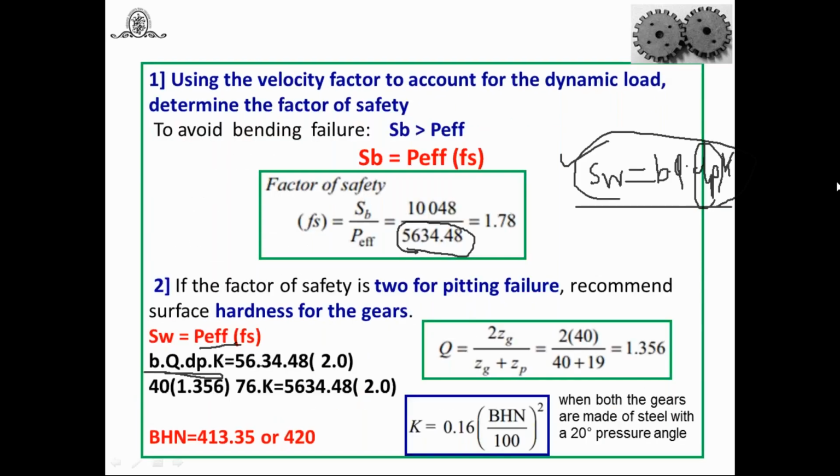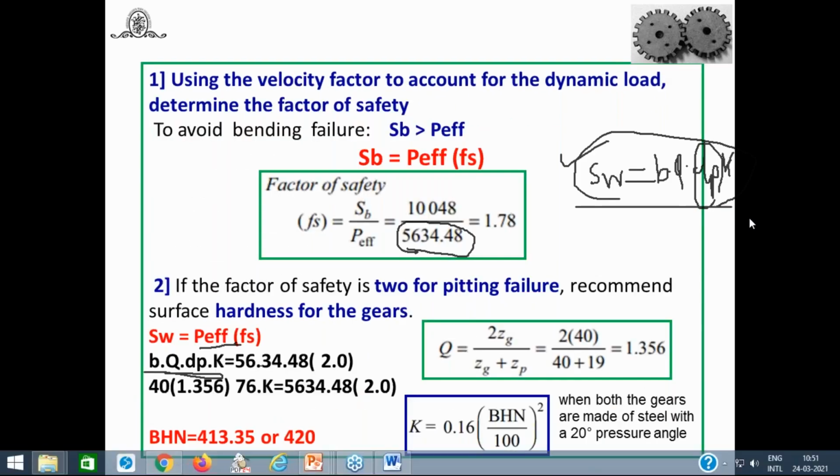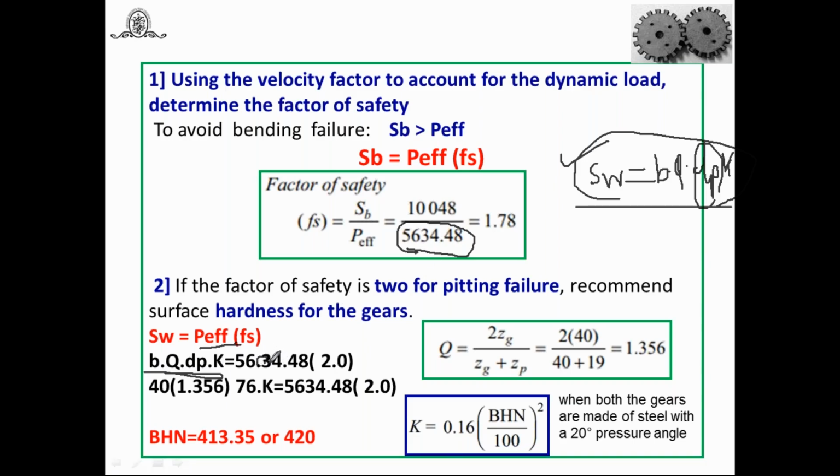So you can do one thing. Substitute the values of SW, B, Q, dP, K, and P effective. Here it is 5,634.48. And the FOS in the problem statement is given, so if the factor of safety is 2 for pitting failure, you can substitute FOS equal to 2 here. So after solving this, what will you get? You will get K.